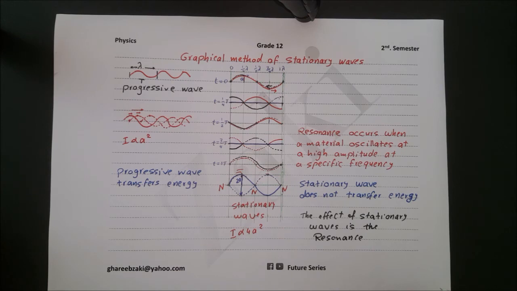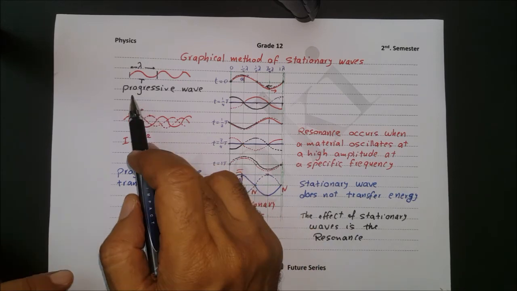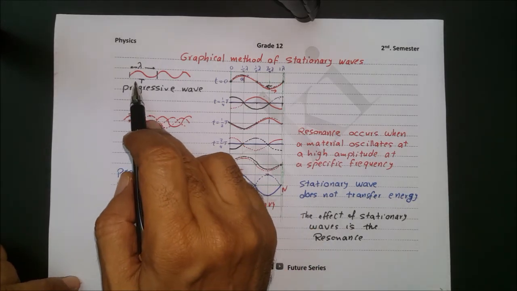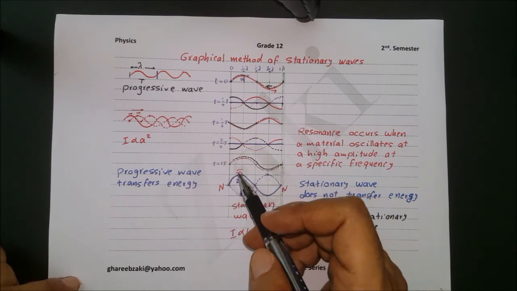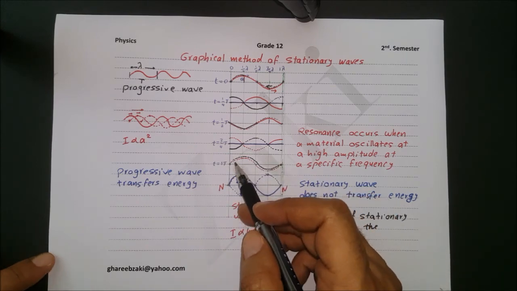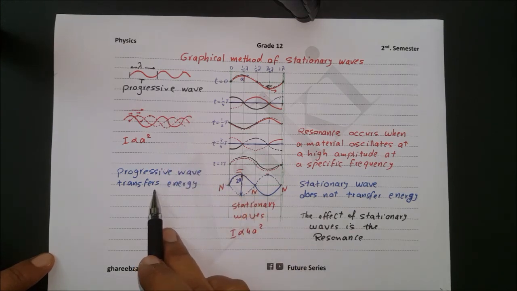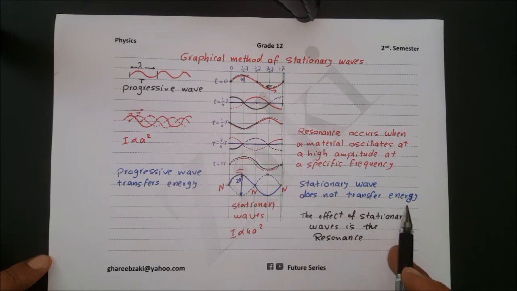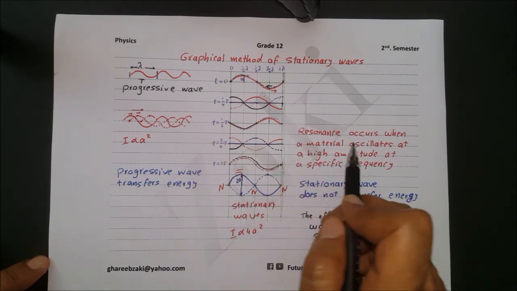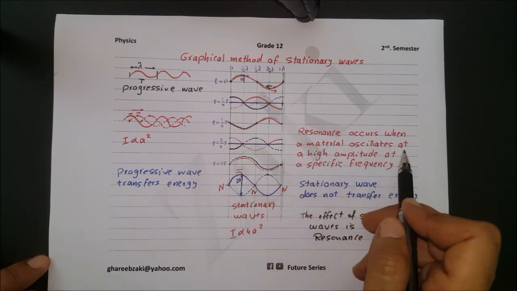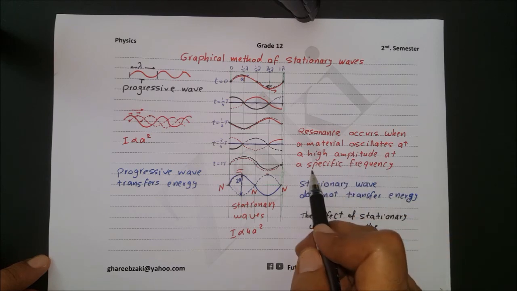So we need to make a summary of the difference between progressive waves and stationary waves. In a progressive wave, the amplitude is constant. In a stationary wave, each point has a different amplitude. A progressive wave transfers energy. A stationary wave does not transfer energy. The effect of a stationary wave is resonance. Resonance occurs when a material oscillates at a high amplitude at a specific frequency.